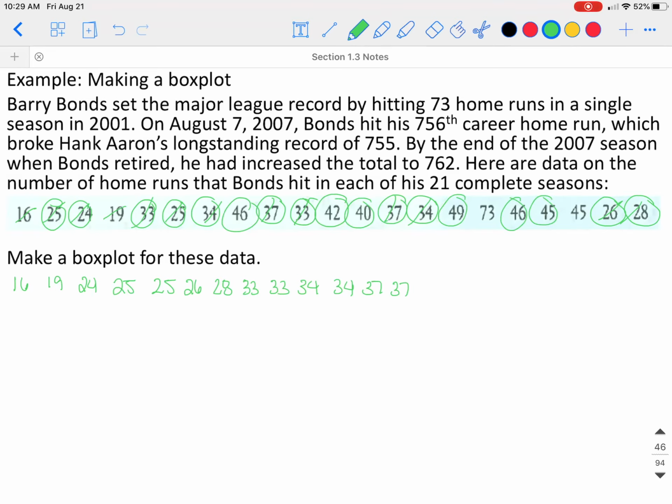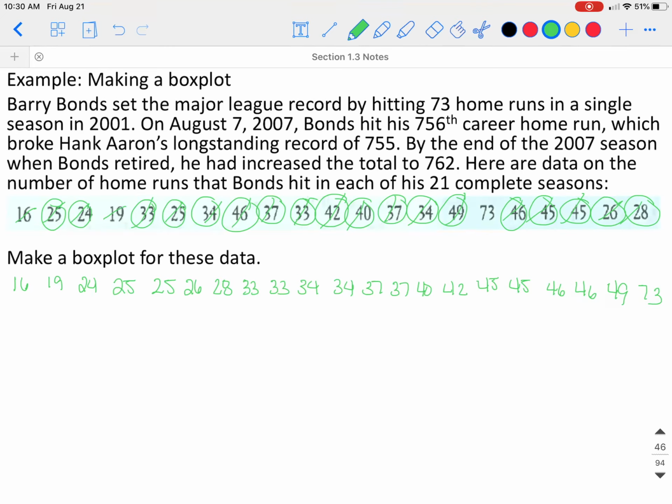In the 40s, we have 40, 42, 45, 45, 46, 46, and 49. And his best season, he had 73. So we have them in order from smallest to largest.